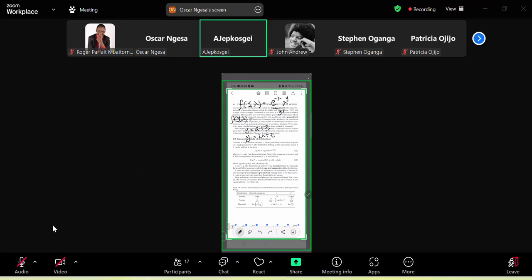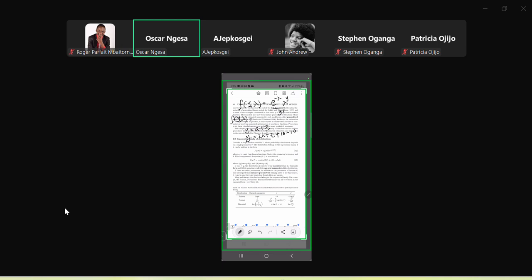Minus 10. Exactly. So if I want to introduce plus 10, then the minus 10 can be introduced to cancel it. Is that okay? So addition cancels subtraction.